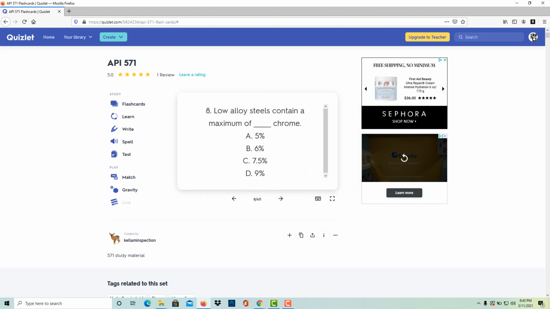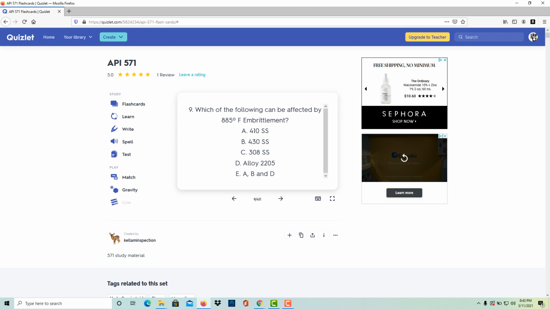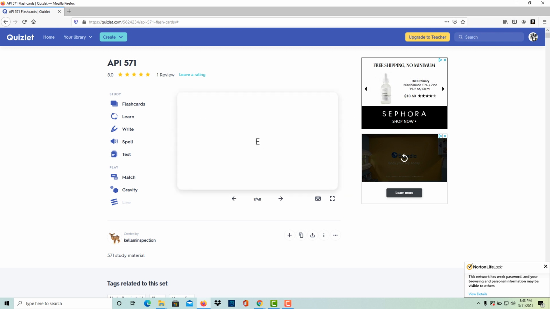Low alloy steel contains a maximum of how much chrome? I want to say 9%. D, 9% chrome. Which of the following can be affected by 885 Fahrenheit embrittlement? 410, 430, 308, alloy 2205. I want to say it's obviously going to be E, 410, 430, and alloy 2205. E.